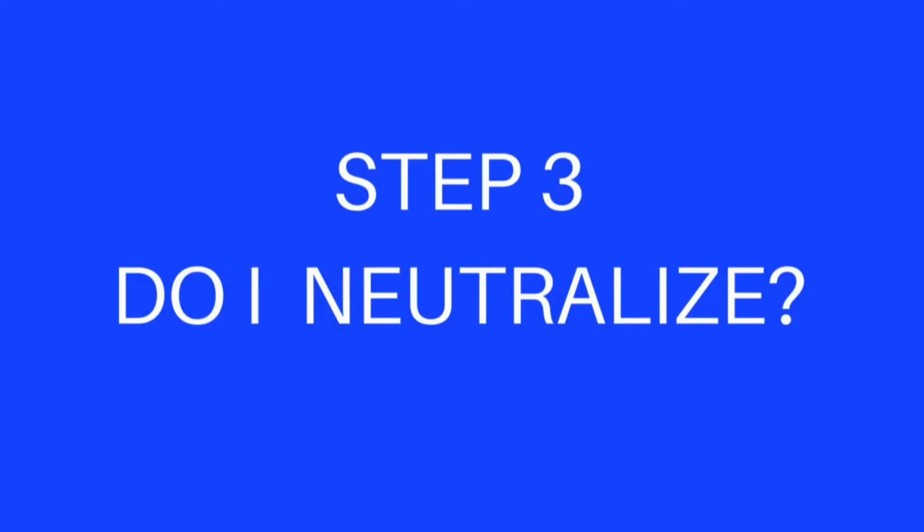Step number 3, do I neutralize? This is a question about chroma. High chroma is intense, saturated, straight out of the tube, brilliant color. Lower chroma or neutralized color has been dulled down, grayed down, muted by adding the complement color.